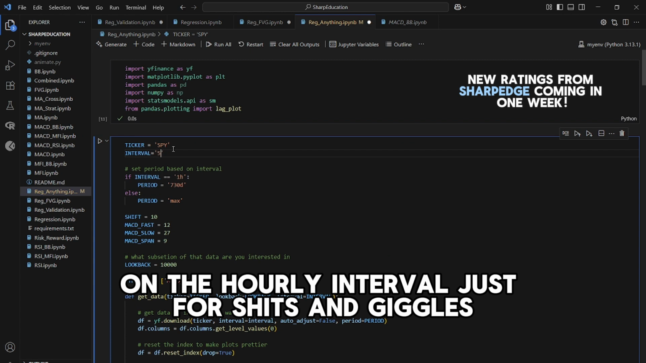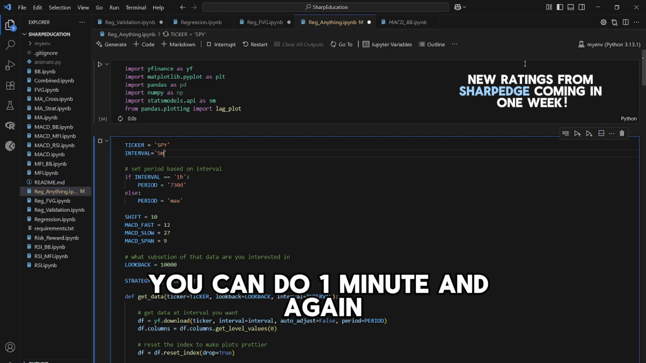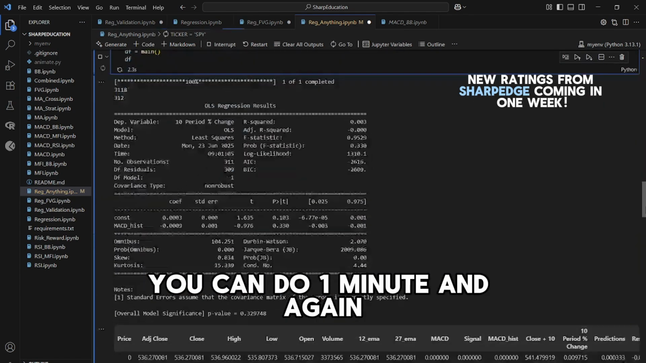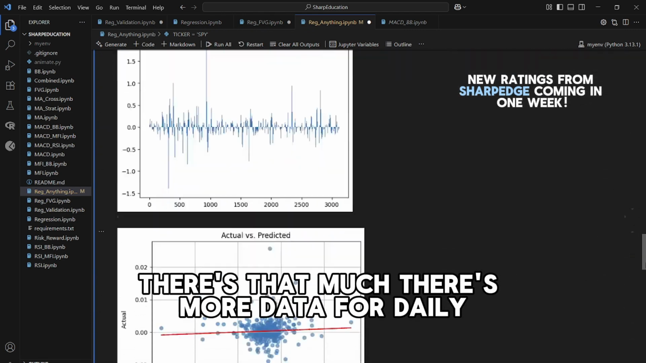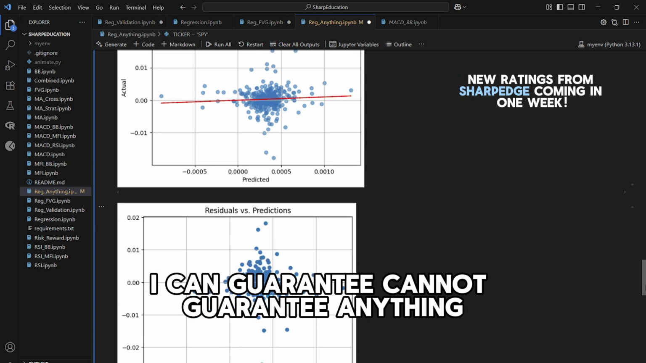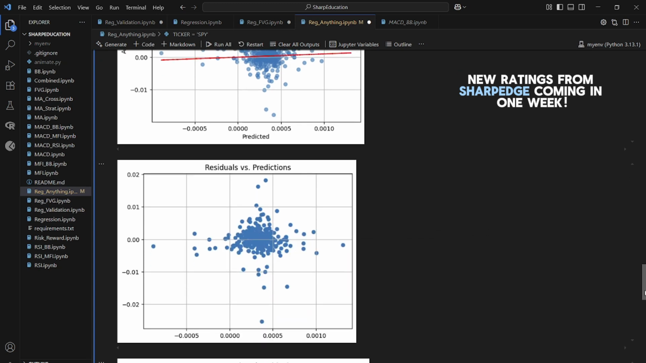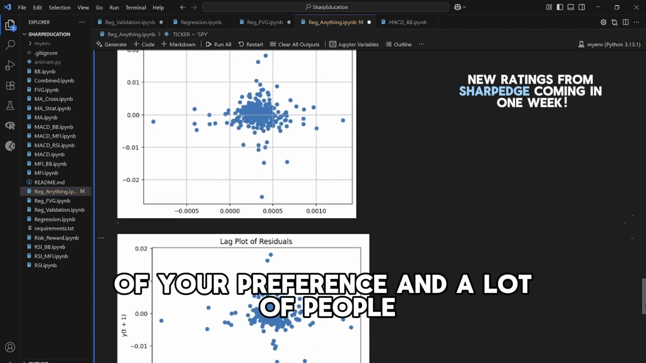Just for shits and giggles, we are going to do 5 minutes. You can do 1 minute. And again, the reason I do daily is just because there's more data for daily, and if it doesn't work on the daily interval, I cannot guarantee anything. I can be fairly confident that it will not work on any other interval of your preference.